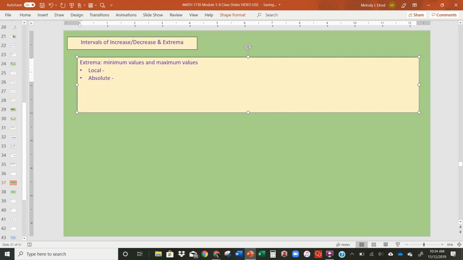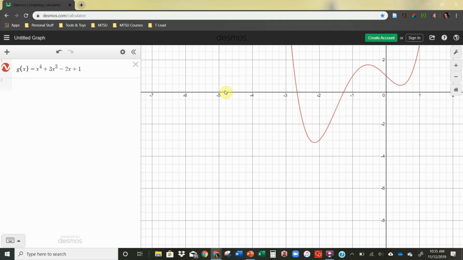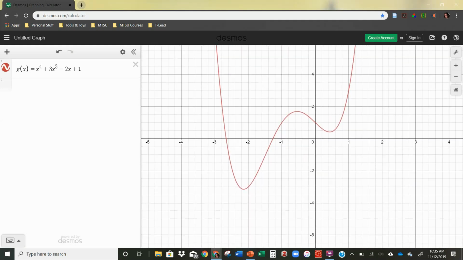So extrema are minimums and maximums within the graph. And when we talk about extrema, we're referring to the output values and the input values that produce them. But it is actually the output value that we're most concerned with. For example, if I look at this graph I've named g of x. It's a polynomial, x to the fourth plus 3x cubed minus 2x plus 1.